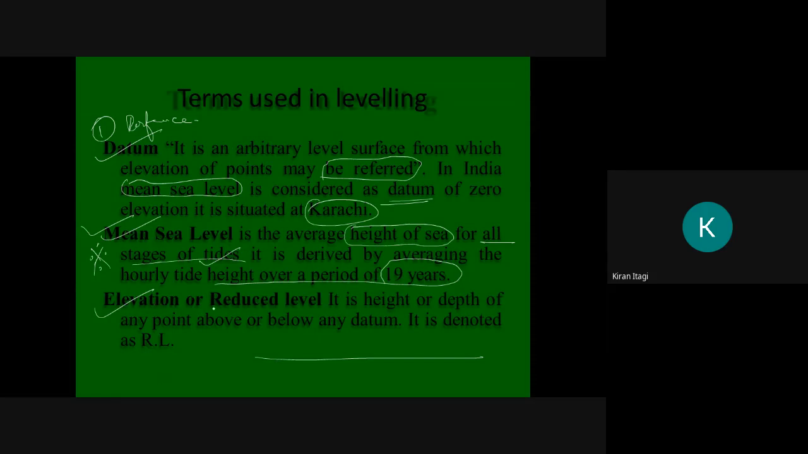Then, what is elevation or reduced level? It is the height or depth of any point above or below the datum. It is denoted by RL, that is reduced level. Here, this is your datum. The elevation or RL can be on this line, above this line, or below this line.